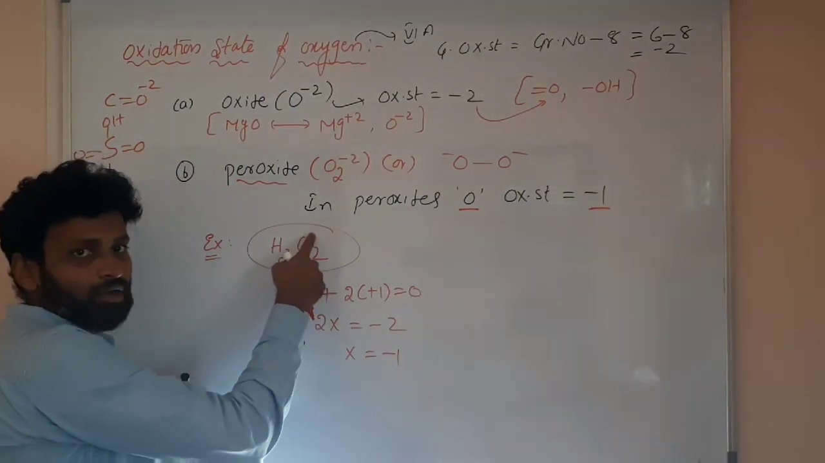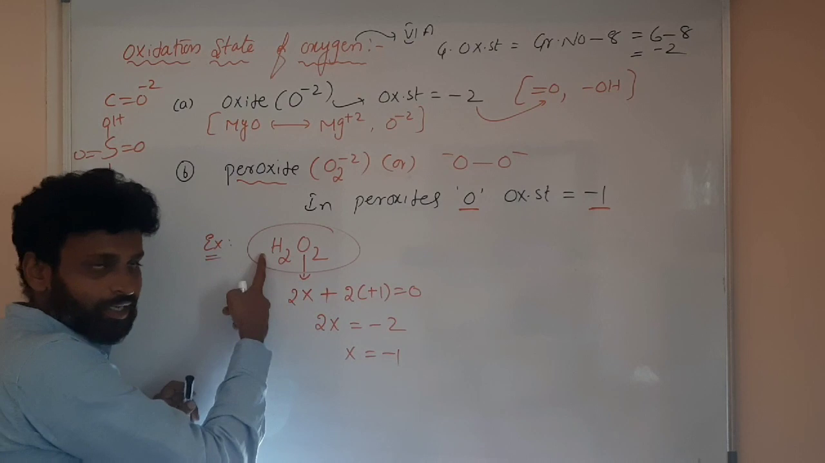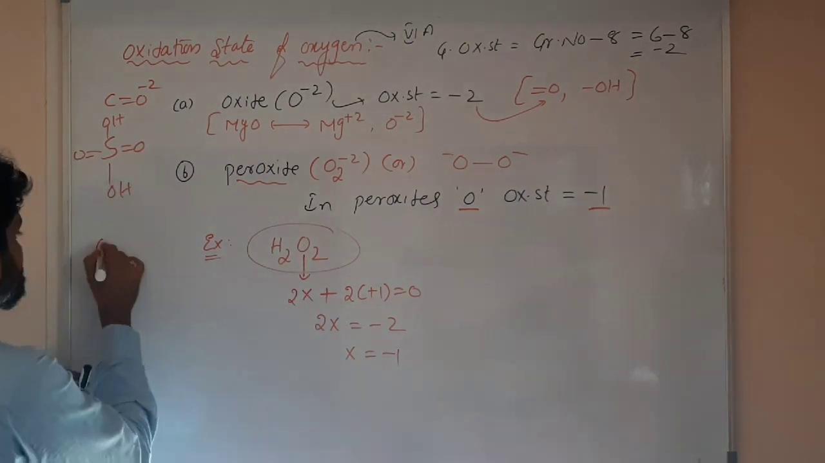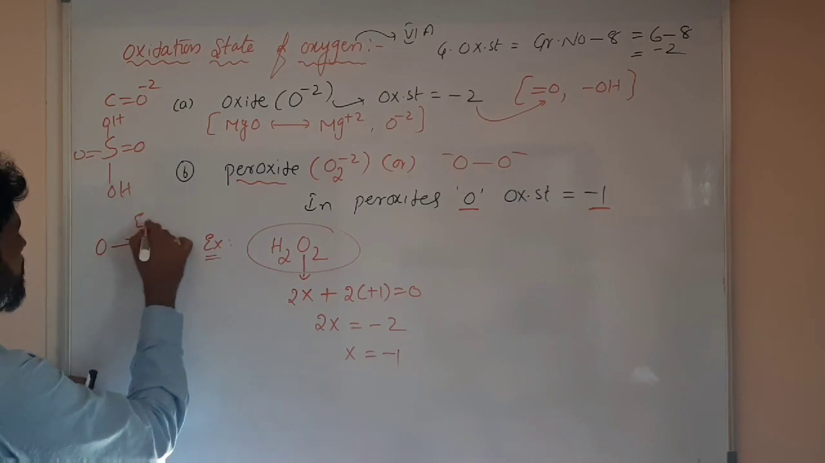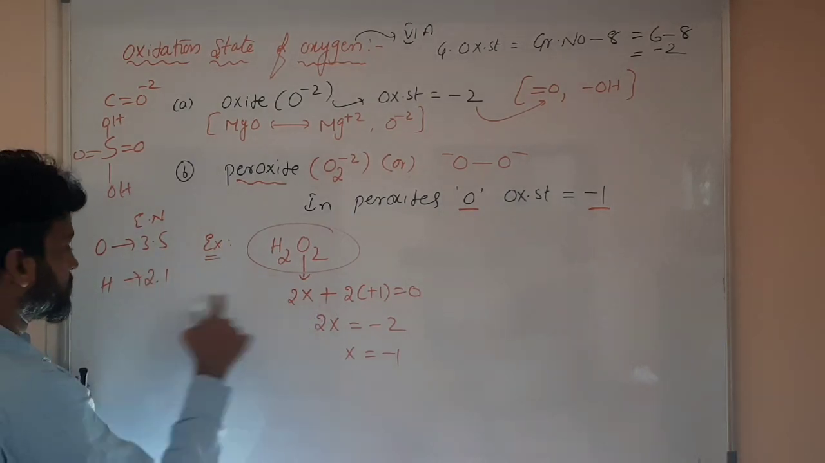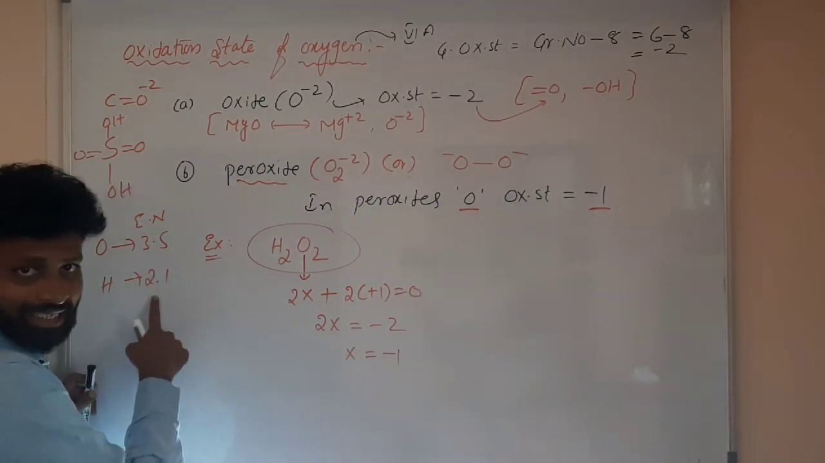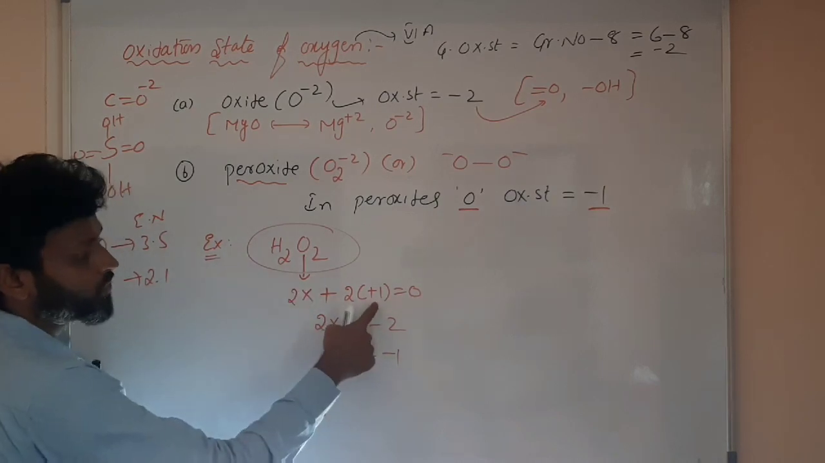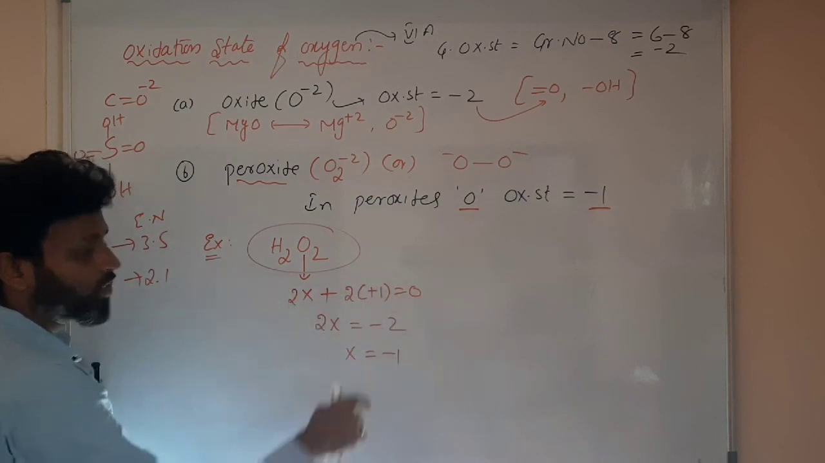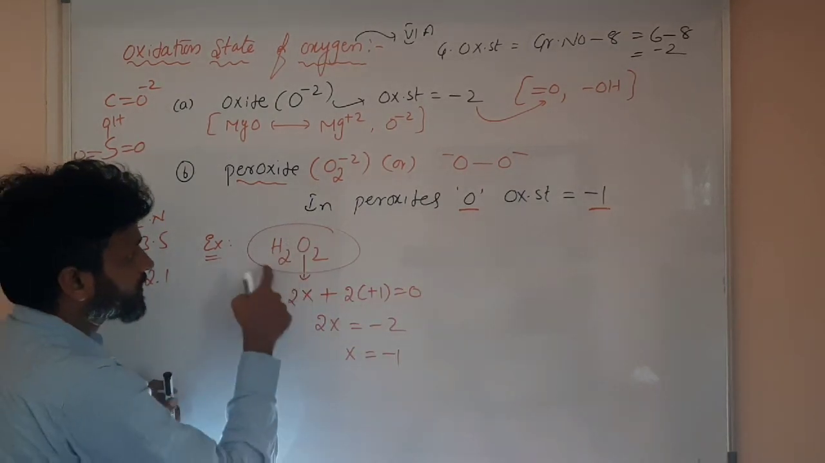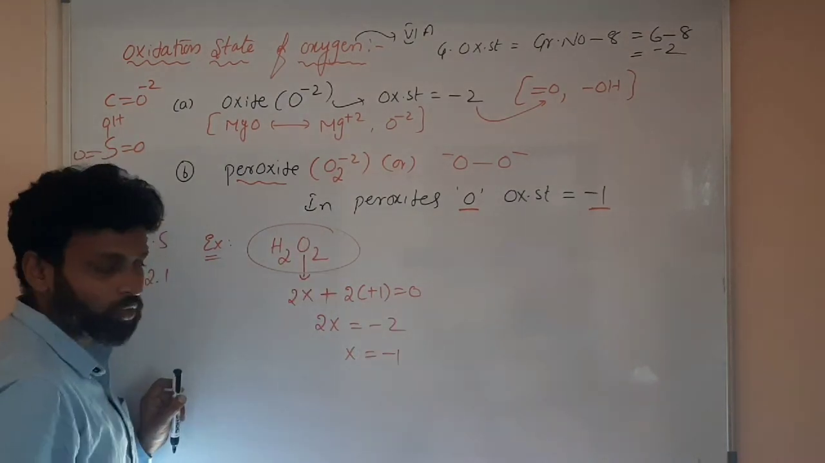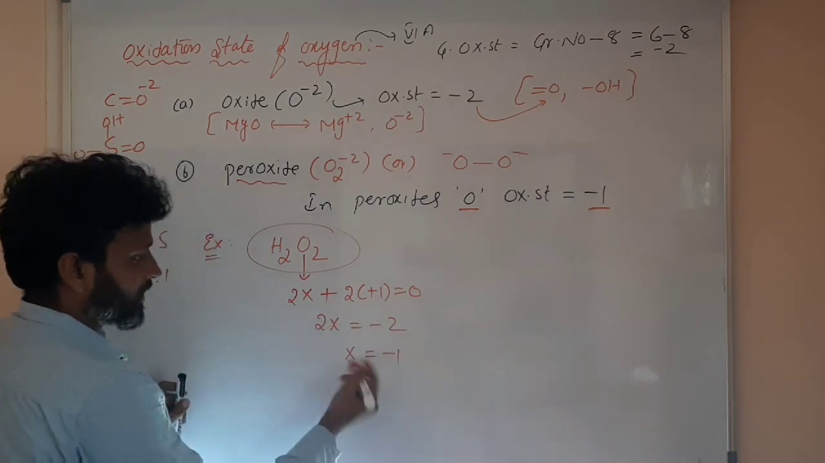So oxygen is more electronegative. Hydrogen is less electronegative. It's 2.1 and it's 3.5. Oxygen electronegativity is 3.5. Hydrogen is 2.1. So hydrogen has less electronegativity, or not? So hydrogen has a positive oxidation state. How many hydrogens are there? 2. 2 into +1 is equal to 0. Why did you take 0, sir? Here this is H2O2, a neutral molecule, no charge on it. That's why equal to 0. So 2x equal to -2, then x equal to -1.